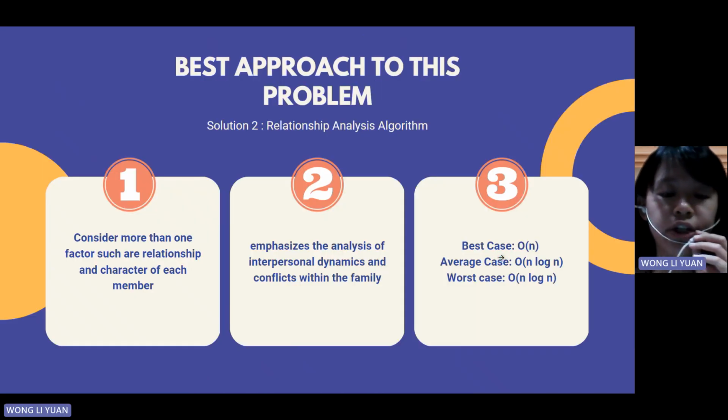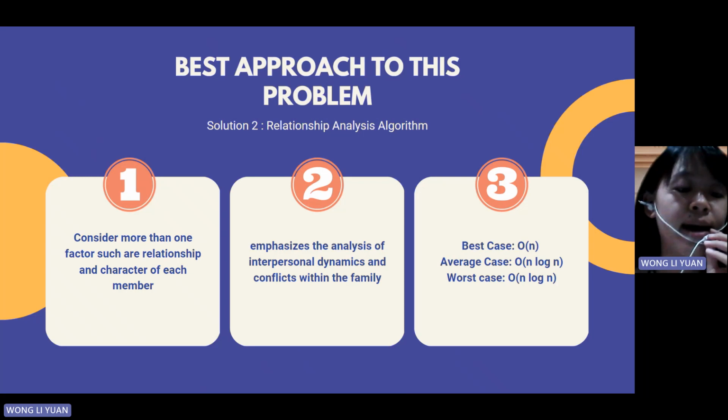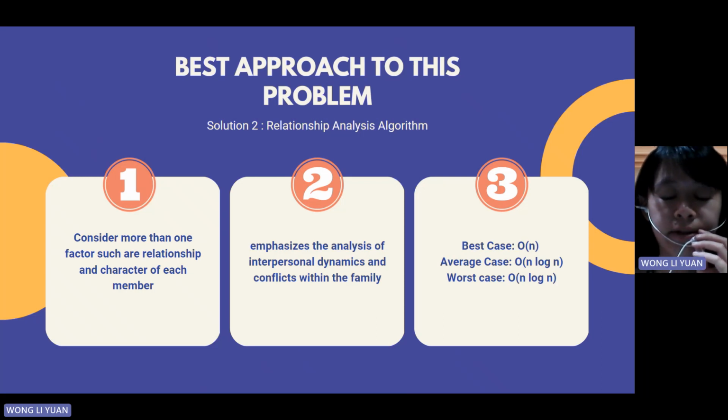We chose the relationship analysis algorithm to be the best approach to this problem. It is because it considers more than one factor and emphasizes the analysis of interpersonal dynamics and conflict within the family. Best case O(n), where n is the number of family members. This occurs when the first family member has the highest motive score.